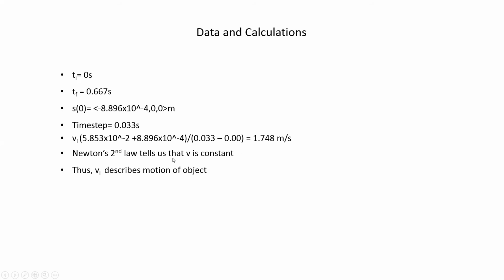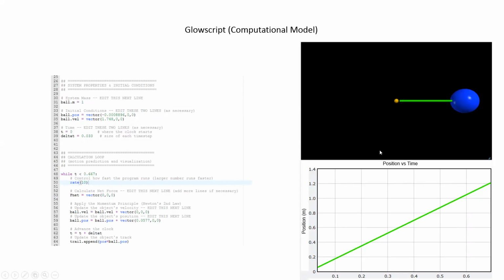Newton's second law tells us that change in velocity is directly proportionate to F net. We know that F net should be 0 in this case, so that means that change in velocity is 0. So v is constant. And thus, our 1.748 meters per second initial velocity describes the motion of the object.